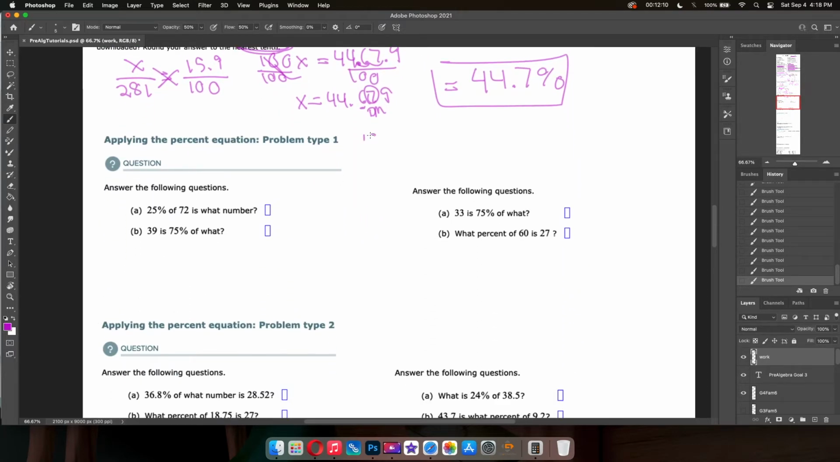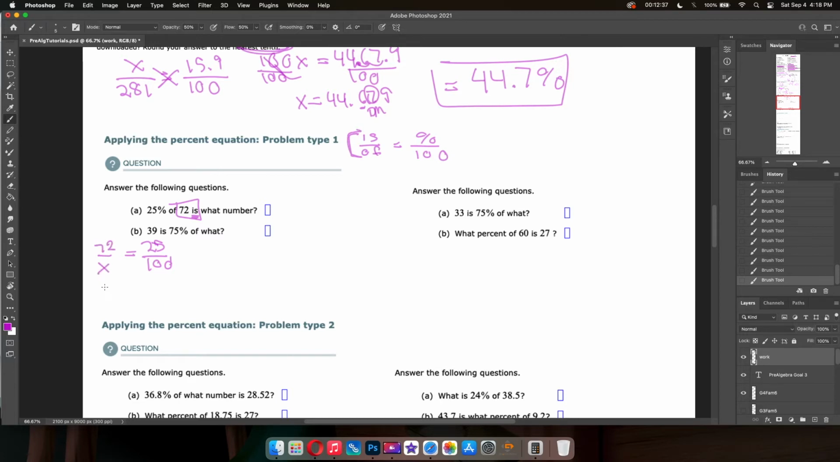Next, applying the percent equation. This is it again. Is over of equals percent over 100. And now you're going to start seeing things sort of splay out, and you see numbers go in different places. So is over of equals percent, which in this case is 25 over 100, and 72 is, there's the is, and based on the formula, does it go in the top or in the bottom? It goes on the top, 72, and then there's my x.